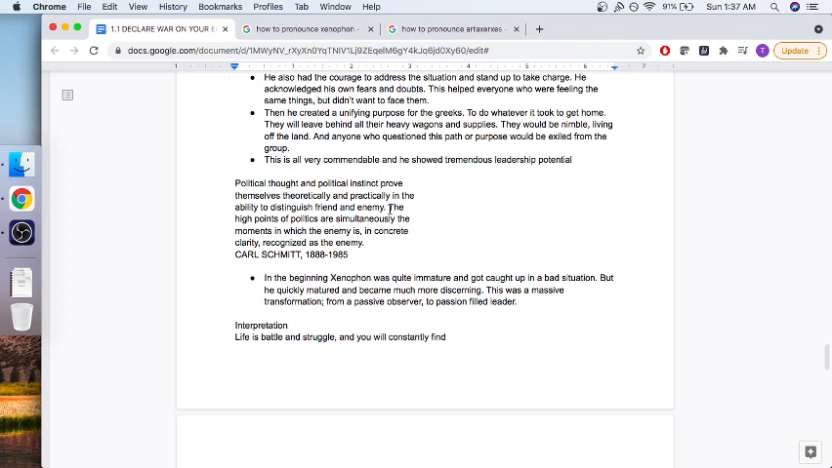quickly matured and became much more discerning. This was a massive transformation from a passive observer to a passion-filled leader.